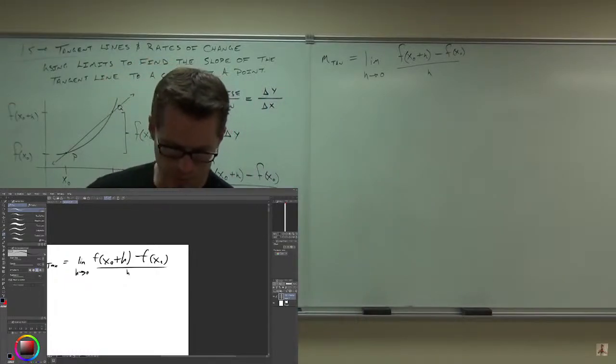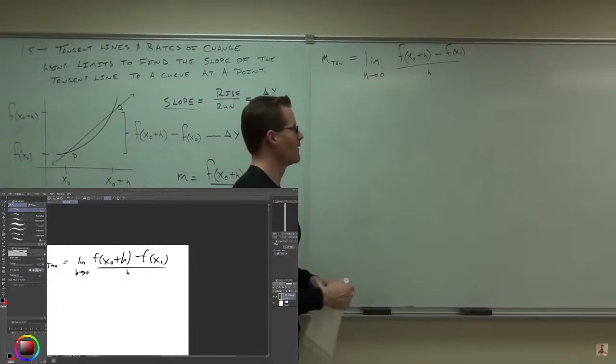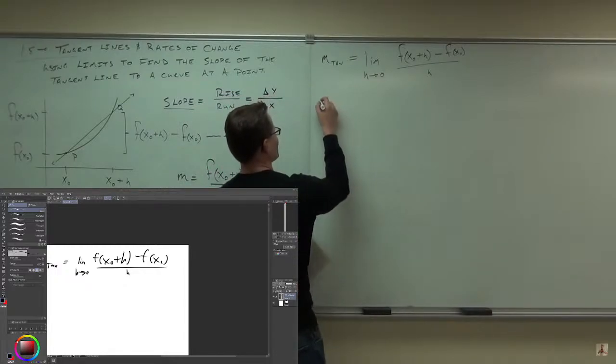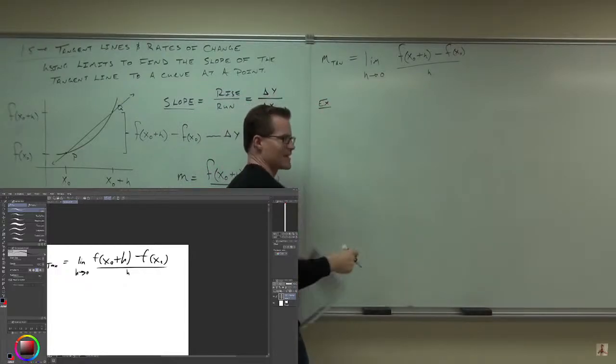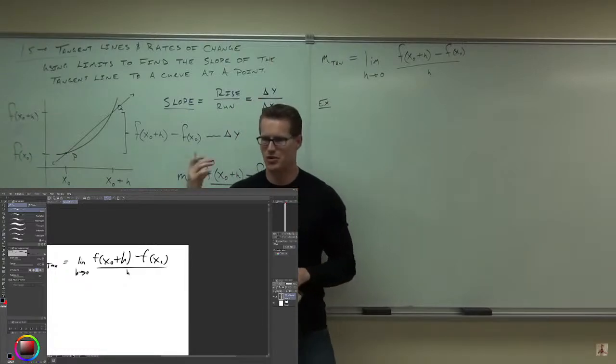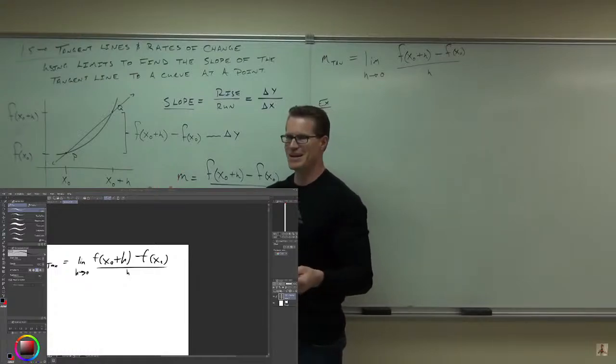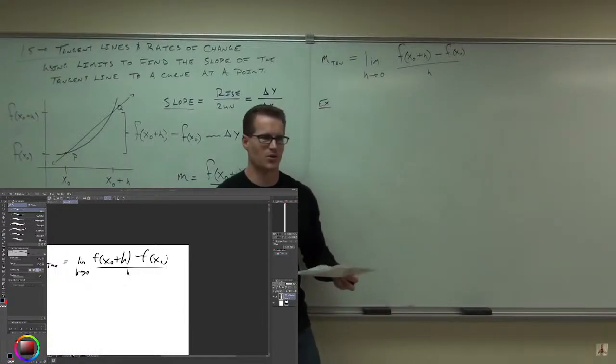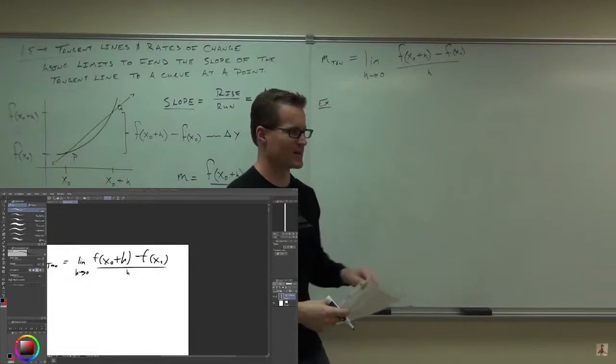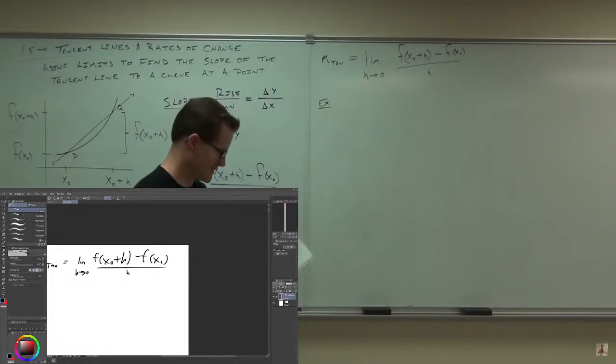Would you like to see an example about how to actually use this? For sure, I would hope so. It's kind of interesting, right? We just kind of proved that you can find a slope of a curve at a point. That's kind of neat. I know we've done it one time before, but it took a whole lot of work. Now we're going to minimize our work, I hope.